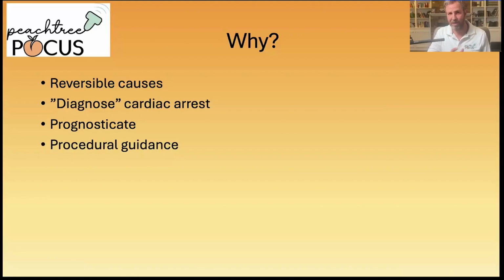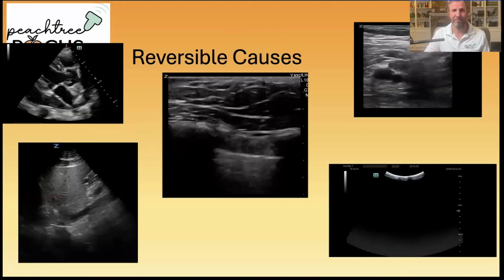So it's not about replacing ACLS, it's adding another layer of information that can influence decision-making in real time. Now let's talk about reversible causes. And you've probably memorized the H's and T's if you've done any ACLS course. But POCUS gives us a real bedside way to actually go through them. Before I go through the list, let me ask you all, which of the reversible causes of cardiac arrest do you think can actually be detected with ultrasound? Let's see a few guesses in the chat before I get into the causes that I'm going to mention.